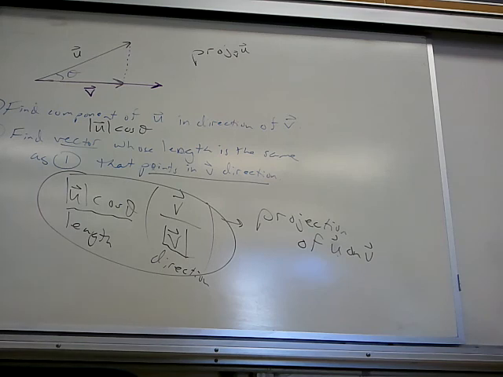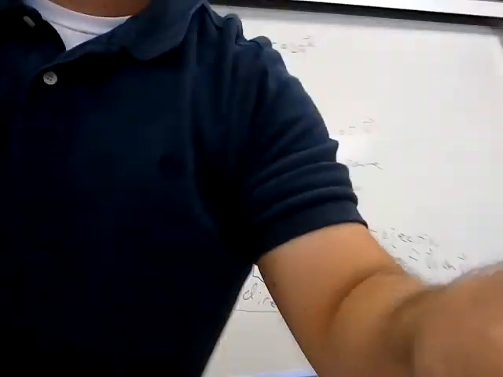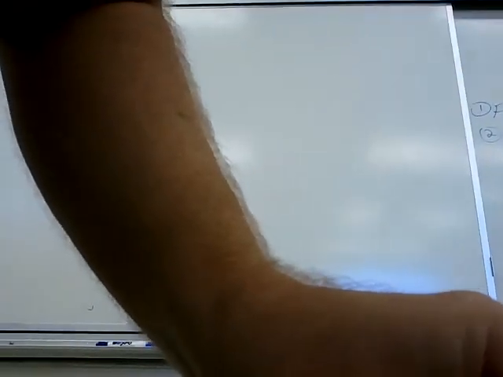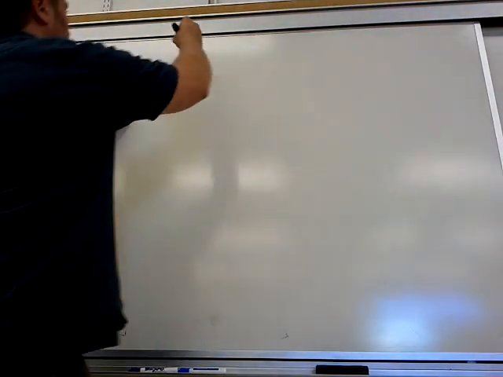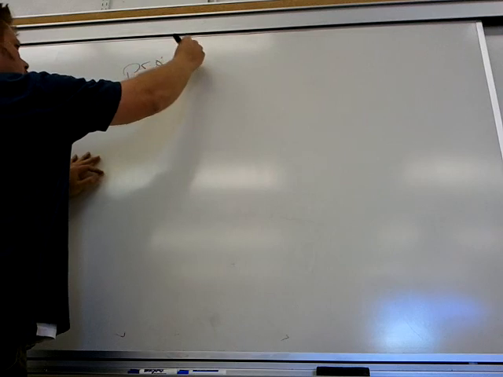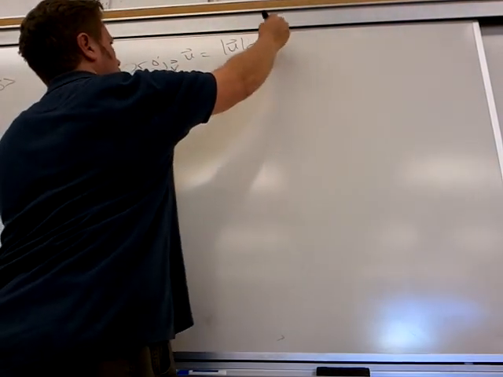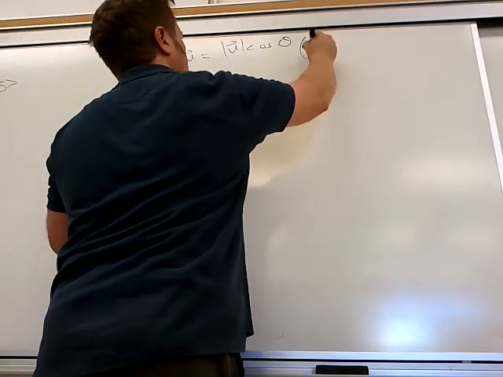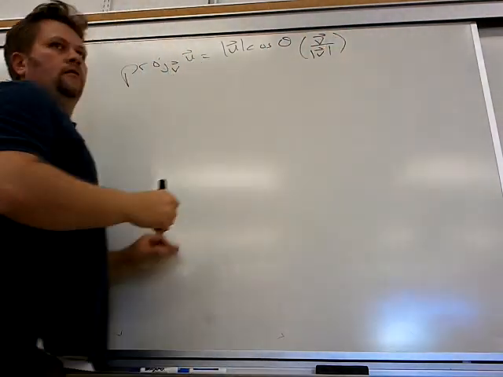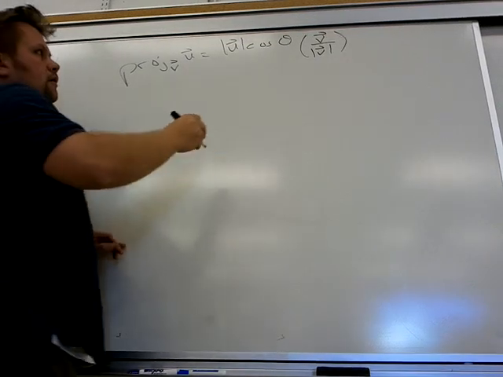So what we got right now, the projection of U on V is U times cos theta times the unit vector V. How we doing?